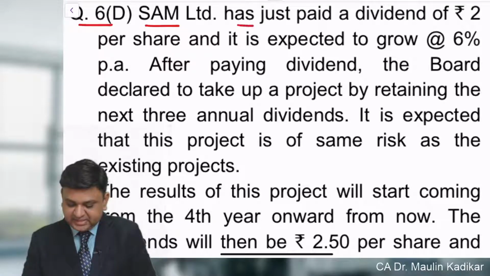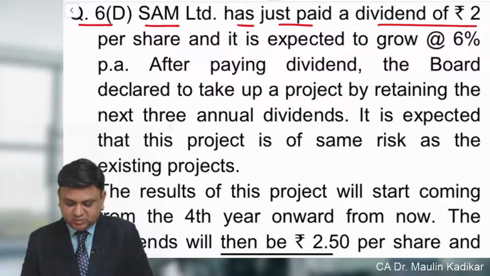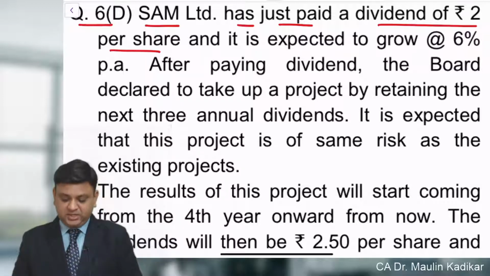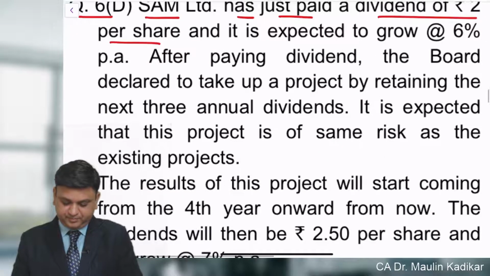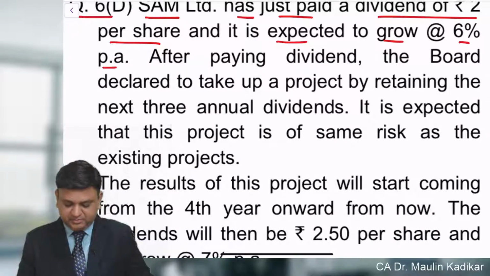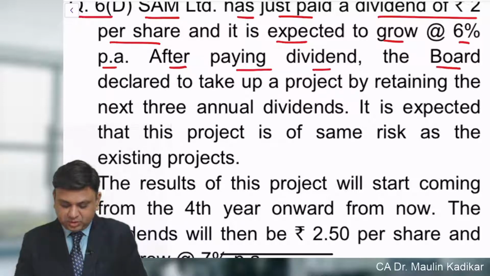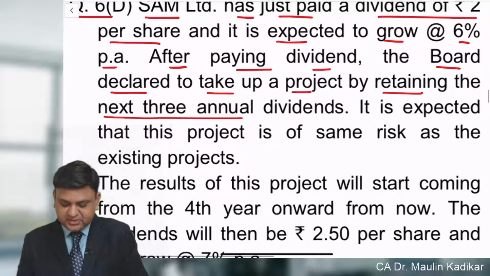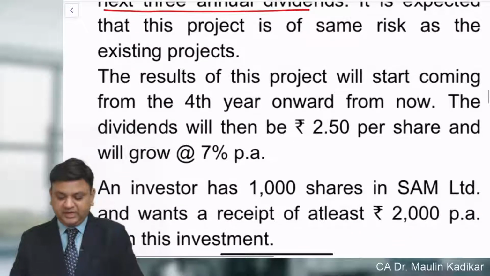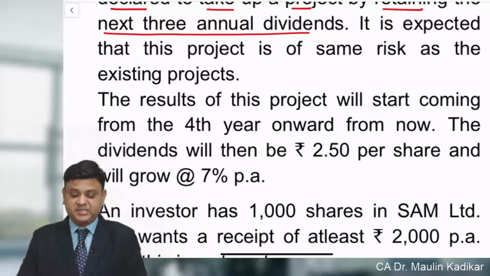SAM Limited has just paid a dividend of rupees 2 per share. Dear students, the term just paid stands for D0, and it is expected to grow at the rate of 6% per annum. After paying dividend, the board made a declaration to take up a project by retaining the next 3 years' annual dividend. So we will retain the subsequent 3 years' dividend.